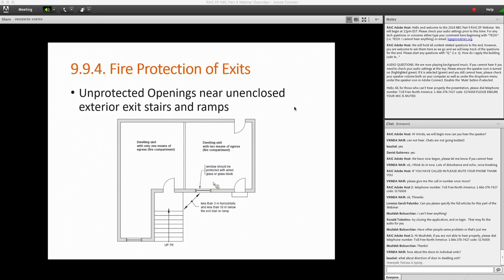This is essentially because the exit is the safest portion of the building. We don't want a situation whereby occupants are using the exit and then they may be exposed to radiant heat coming from a fire in other areas in the building.